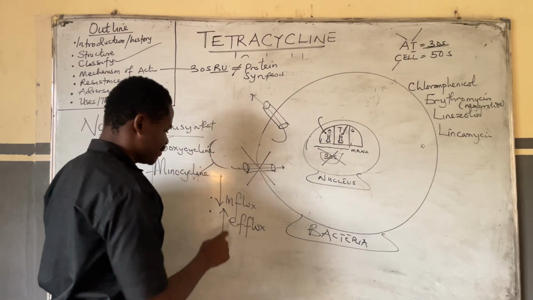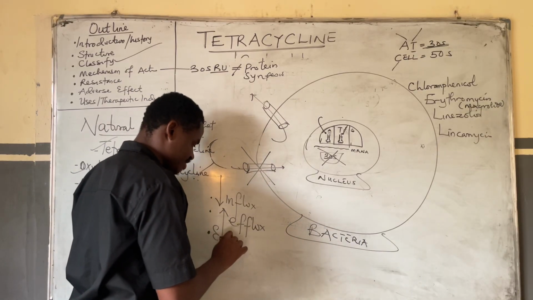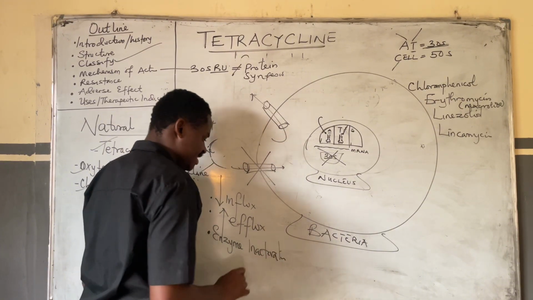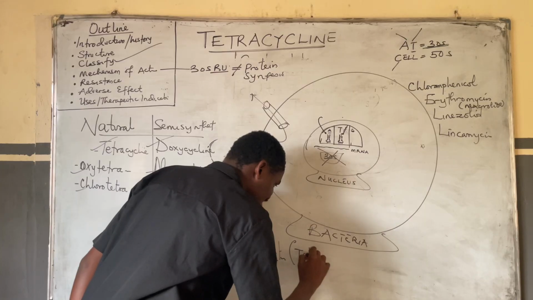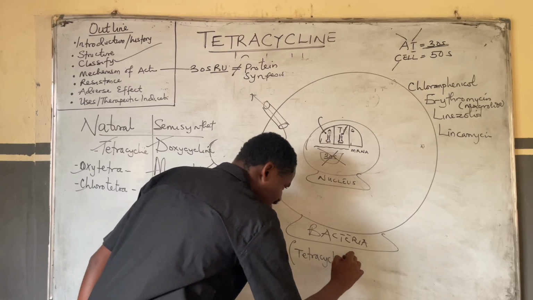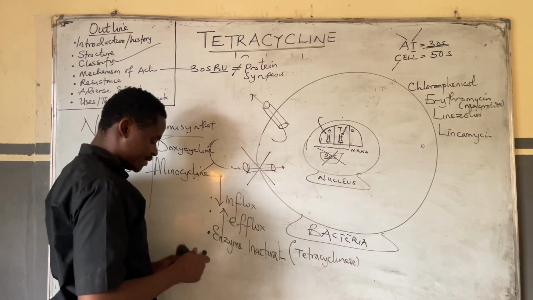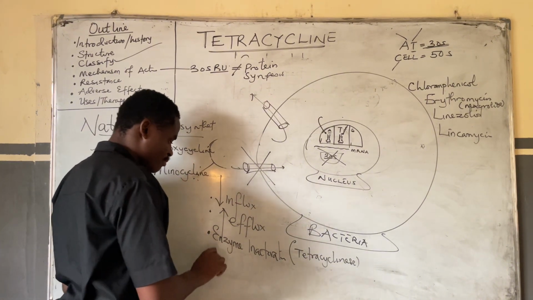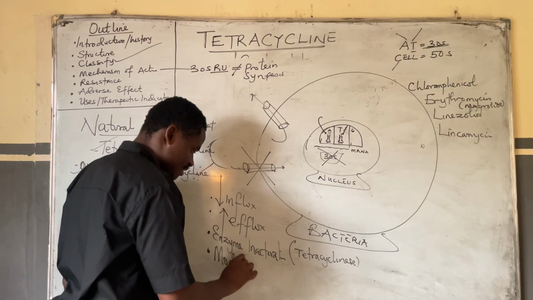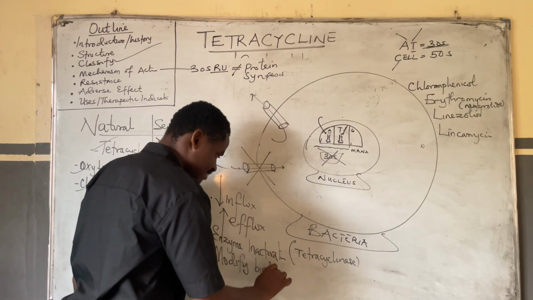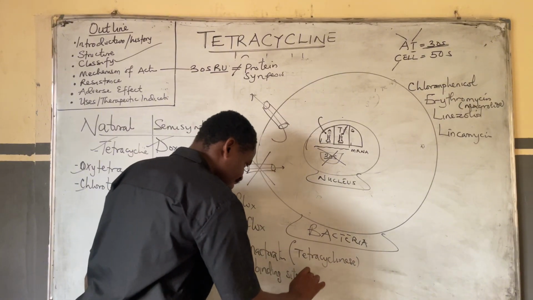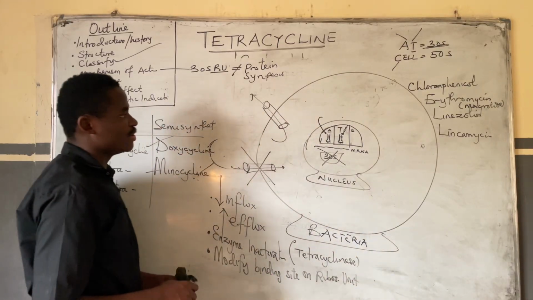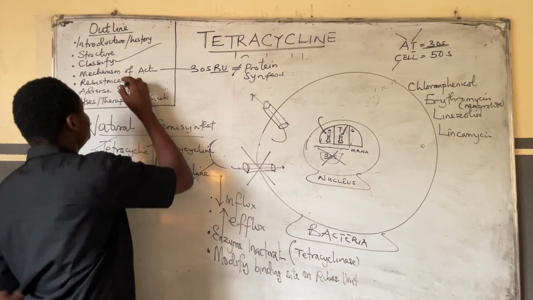All right. Then number three, enzyme inactivation. Enzyme inactivation means we use some enzymes called tetracyclinase. These enzymes are going to inactivate our drug, tetracycline. And then lastly, we can modify the ribosomal unit, modify the binding site on the ribosomal unit. That's important. Now, that is that for the major resistance.